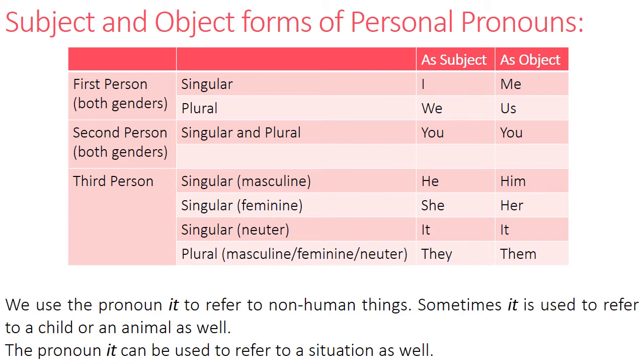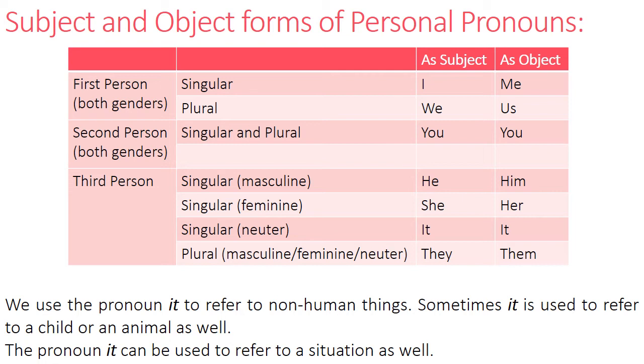Now, about the use of the pronoun it. It refers to non human things. Sometimes it is used to refer to a child or an animal as well. The pronoun it can be used to refer to a situation as well. Like, it is very cold. It is evening now. So here it is referring to the situation.